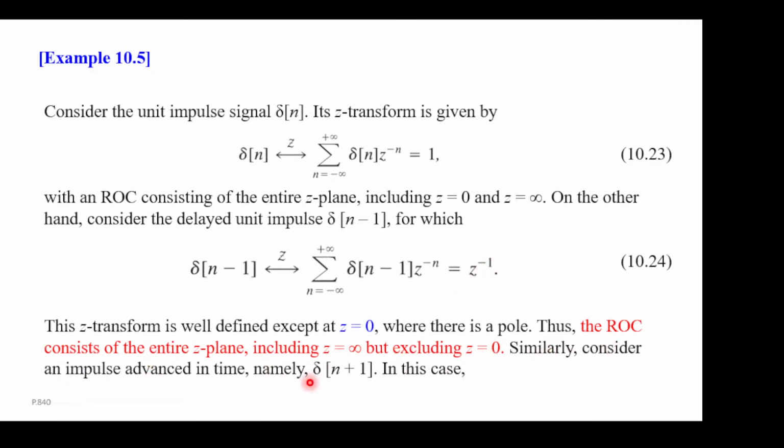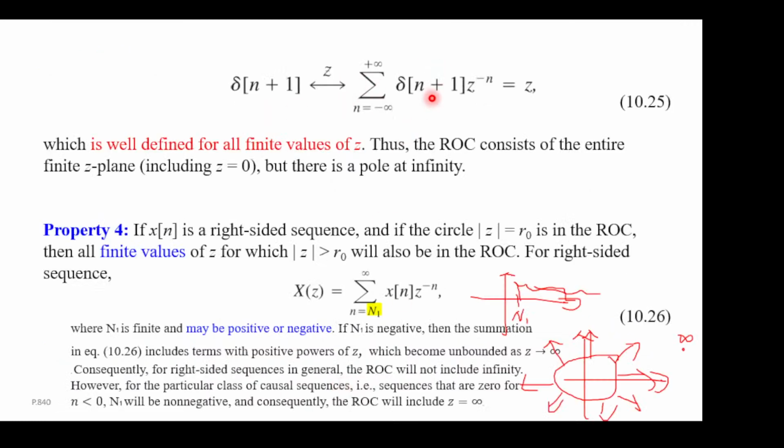Okay. And on the other hand, if you consider the advanced impulse, so delta of n plus 1, which picks out n equals minus 1, then you get z. And this is finite everywhere, so it is also finite at 0, but when z equals infinity, it diverges. Okay, so the ROC is everywhere except the point infinity.